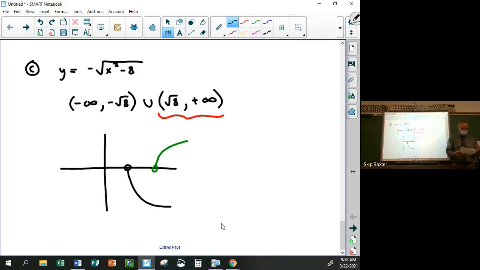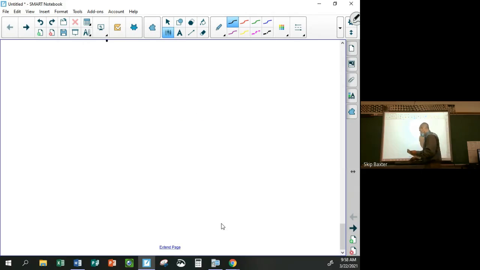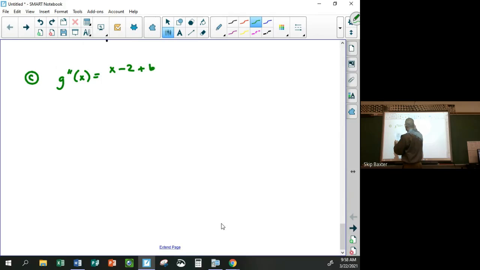Then there was also a question on number 6, part C. So number 6, part C, we found the second derivative, and we ended up with g double prime of x equals (x minus 2 plus b) over e to the x. And the question says, find all values of b, if any, for which the graph of g has a point of inflection on the interval from 0 to infinity.